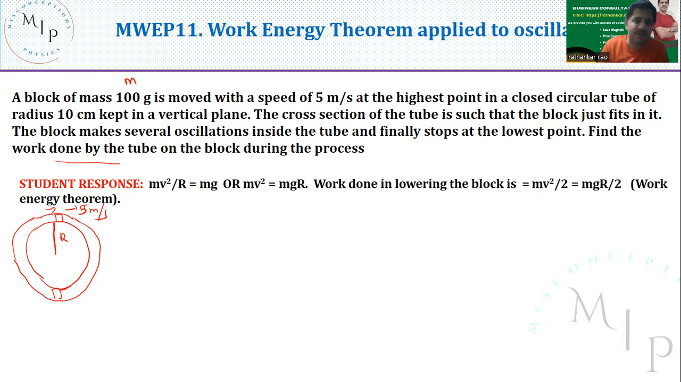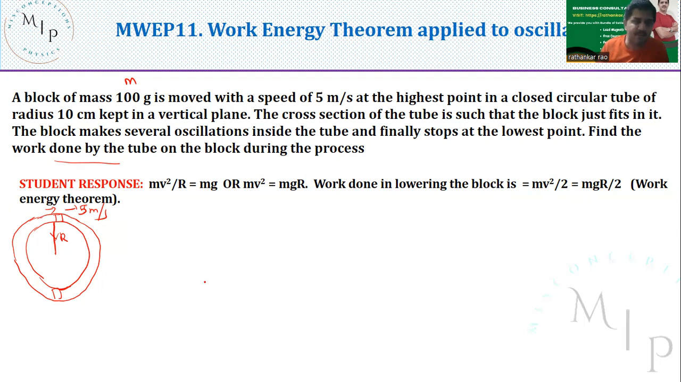So usually what they do is they consider it like this: mv square by r. What is the formula here? Now you see, since it's a circular motion, students respond like this: the centripetal force over here should be equal to weight. As a result of it, it keeps moving on like this. And then they write mv square equal to mgr. Of course, this is also not correct. Then from here, pushing this to the other side, the work done in lowering the speed is nothing but half mv square. So they consider this as half mv square, and finally they write like this.